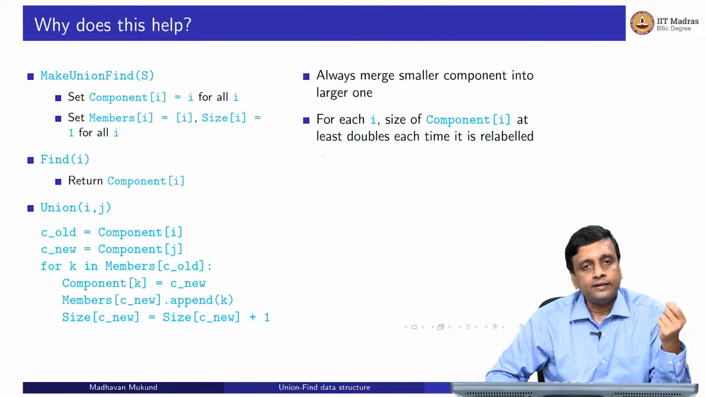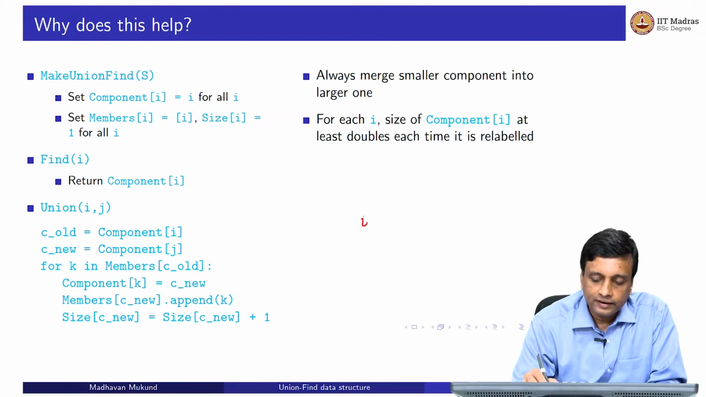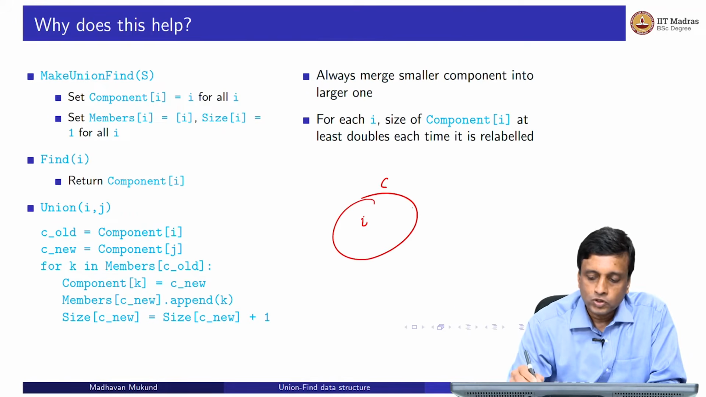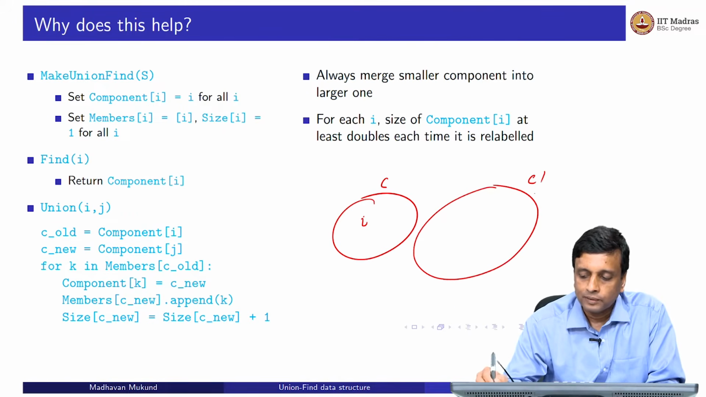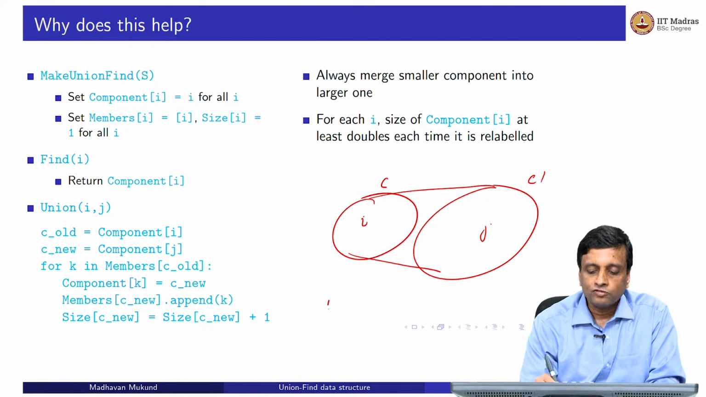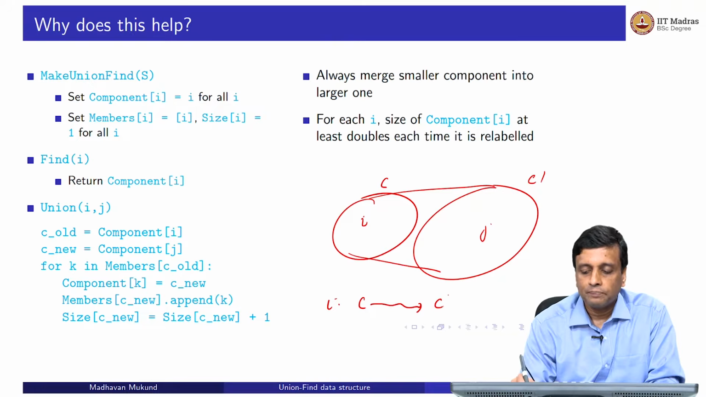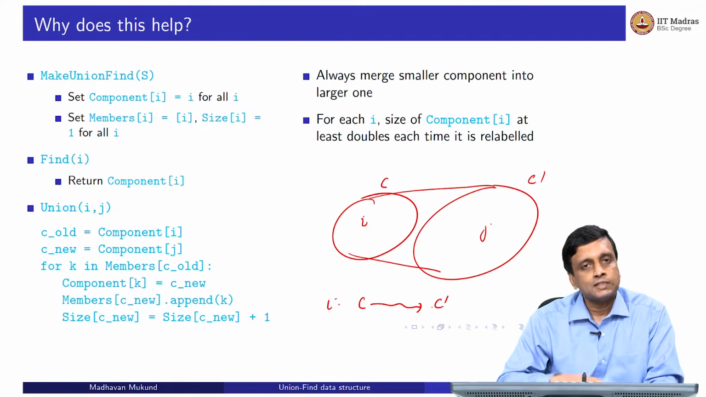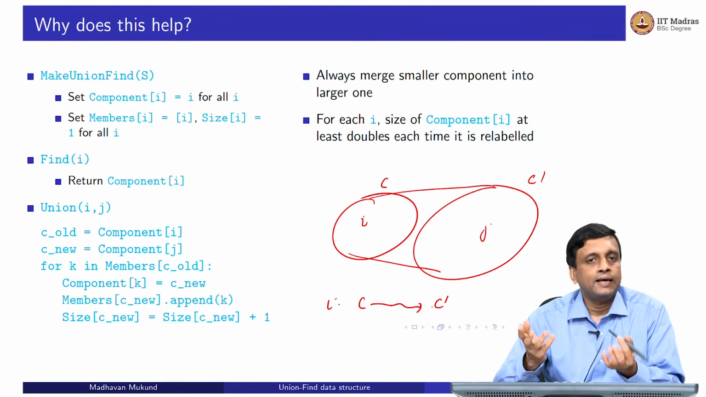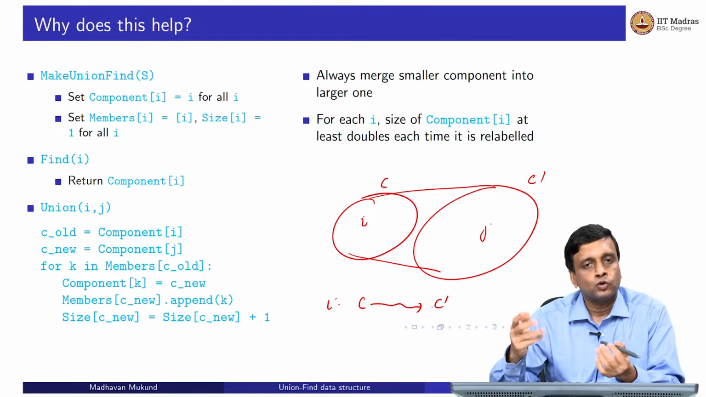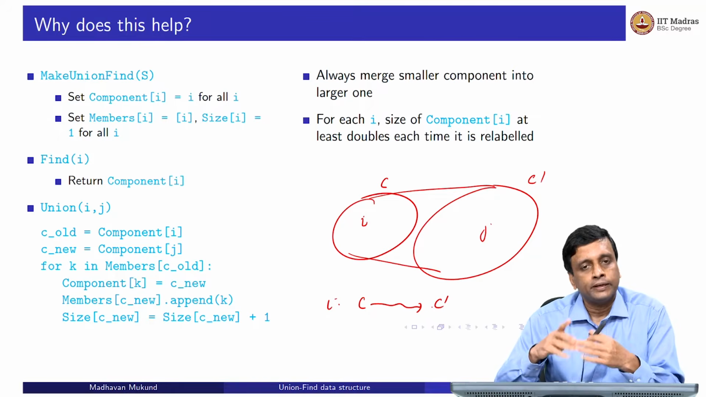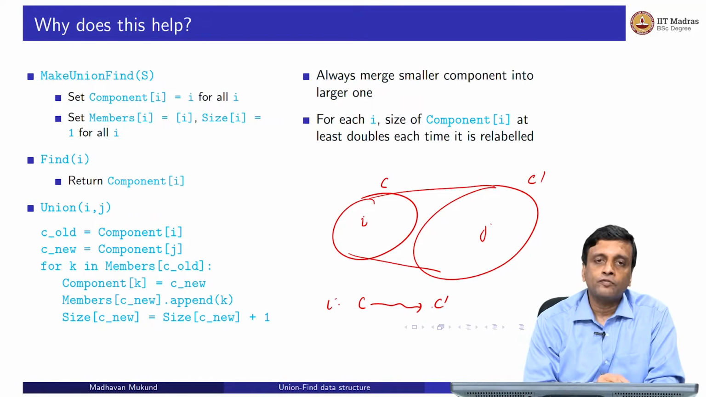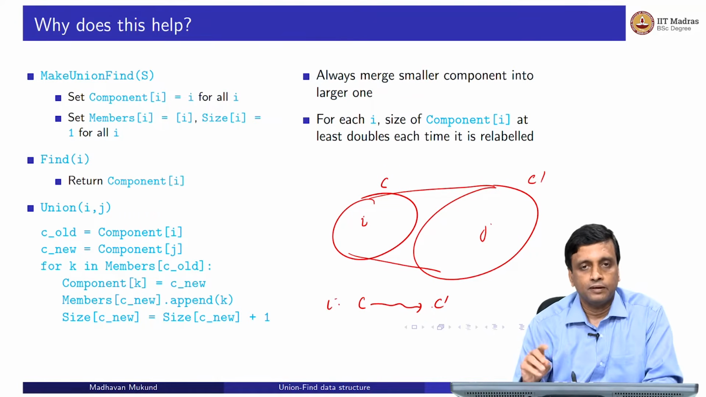But what I have guaranteed now is that when I take i and look at the component it belongs to, and now supposing this is the other component which has j, and I now merge this, then i moves from C to C prime, but C prime was at least as big as C, because C prime was the bigger component. So if C had some k elements, then C prime has more than k elements. So totally now the component of i has gone from k to something bigger than 2k, right? So the size of the component of i doubles every time it is relabeled.